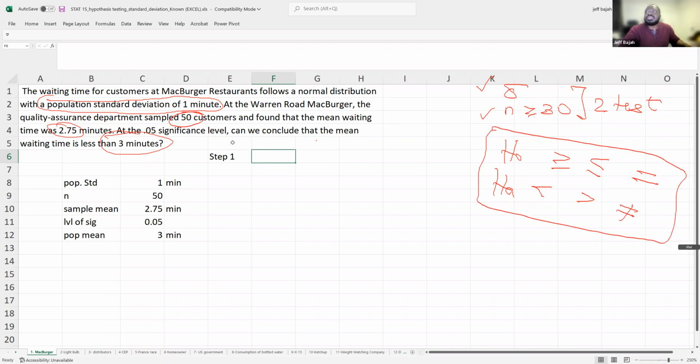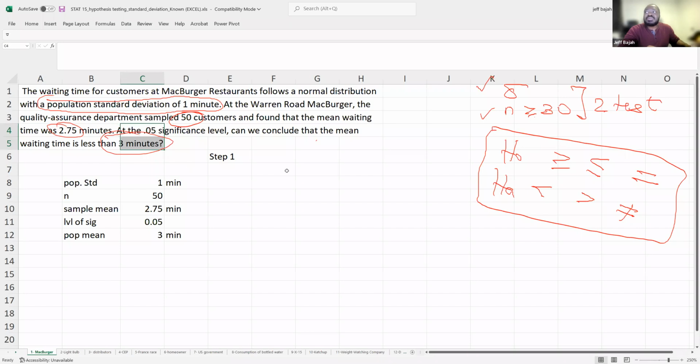So look at the question. It says, what we're trying to investigate at 5% significance level is, can we conclude that the mean waiting time is less than 3 minutes? So it says the mean waiting time is less than 3 minutes.